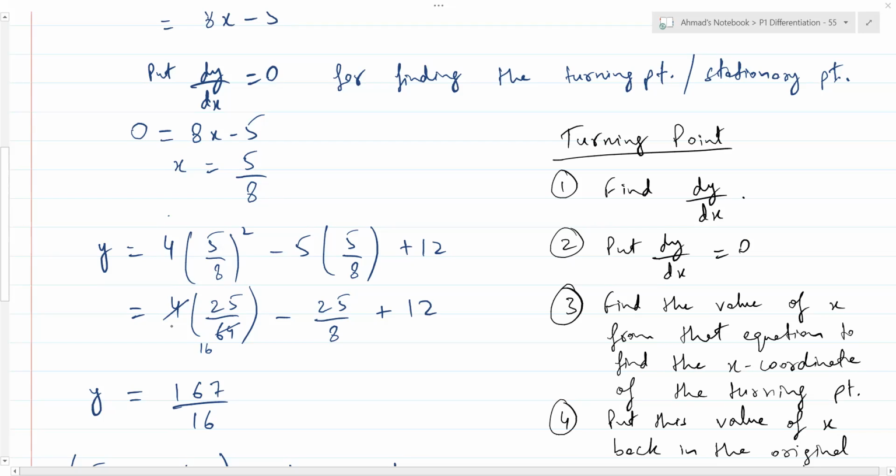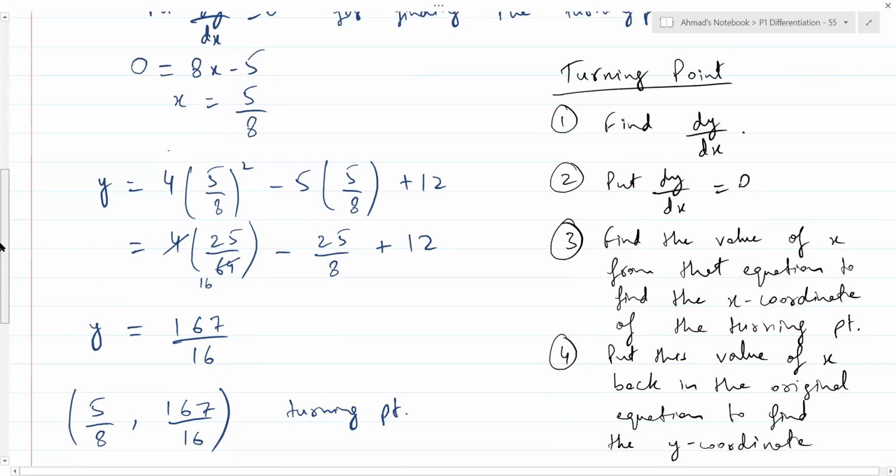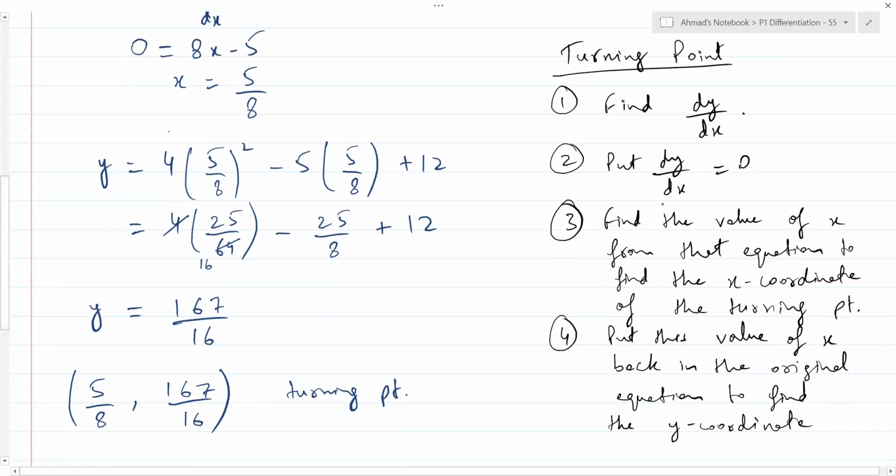Now what we can do is, let's think about how we can figure out whether this turning point is going to be a maximum or a minimum. So how will we figure this out? That's the next thing that we need to think about now. How do you figure out that this turning point is a maximum or a minimum?